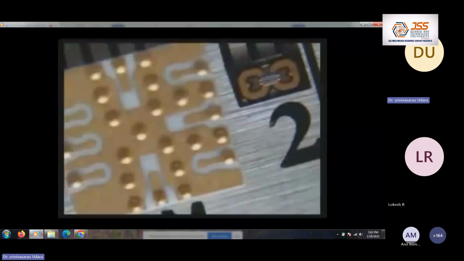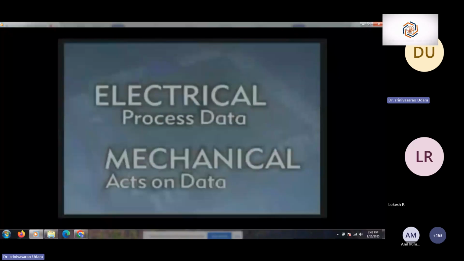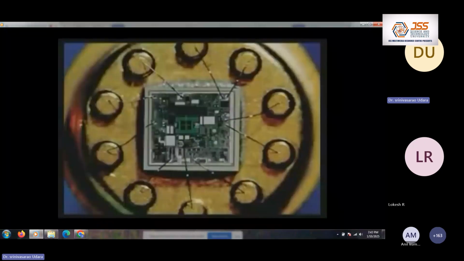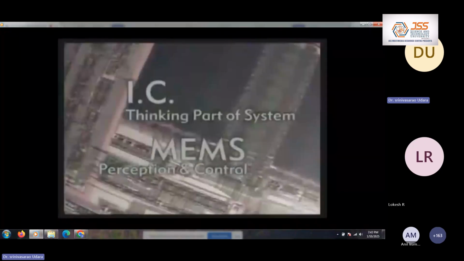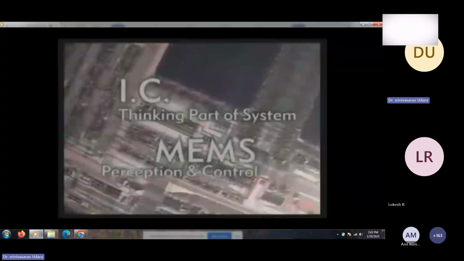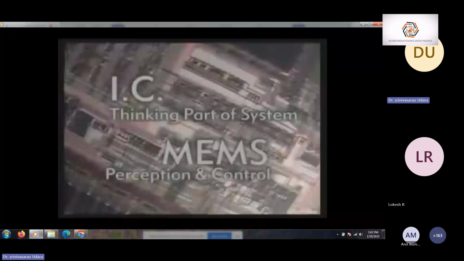The electrical elements on the chip process data, while the mechanical elements act in response to that data. Hence, a complete system on a chip. Integrated circuitry provides the thinking part of the system, while the MEMS component complements this intelligence with active perception and control functions.